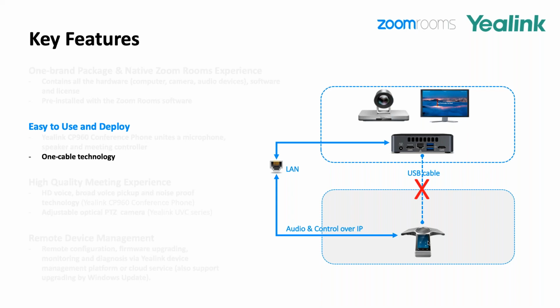Other than that, the USB camera, pretty self-explanatory. That'll be a connection to the USB port on the Intel NUC. And then we have an HDMI connection to the display.